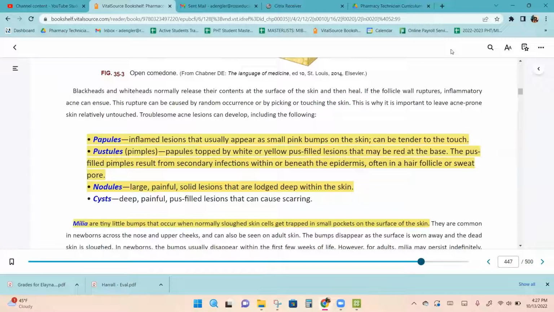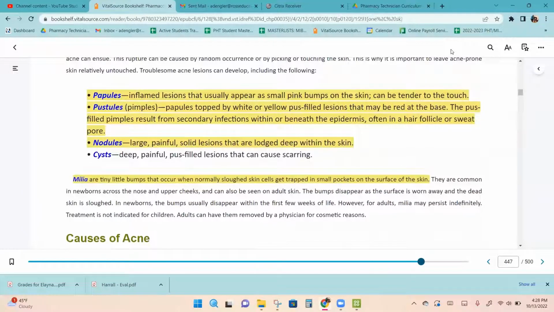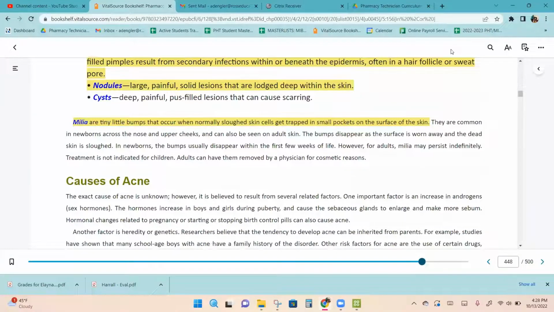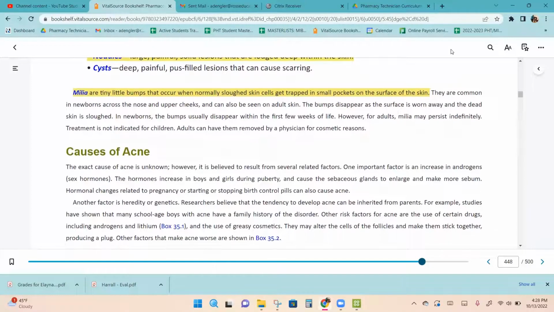Pustules, or pimples, are papules topped by yellow or white pus-filled lesions that may be red at the base. These pus-filled pimples result from secondary infections within or beneath the epidermis, often in a hair follicle or sweat pore. Nodules are large, painful, solid lesions that are lodged deep within the skin. Cysts are deep, painful, pus-filled lesions that can cause scarring. Milia are tiny little bumps that occur when normally soft skin cells get trapped in small pockets on the surface of the skin.